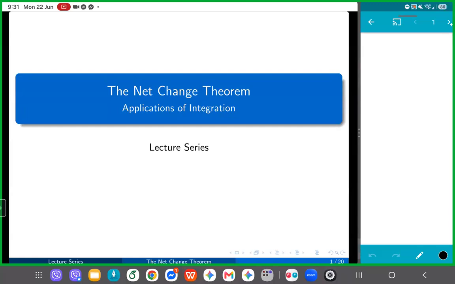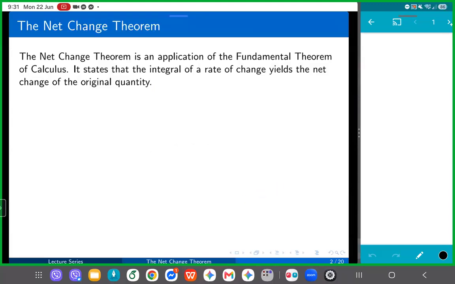So net change theorem, this is an application of the fundamental theorem of calculus. And the theorem states that the integral of the derivative is the antiderivative, or stated in terms of numerical values, the integral of a rate of change yields the net change of the quantity.